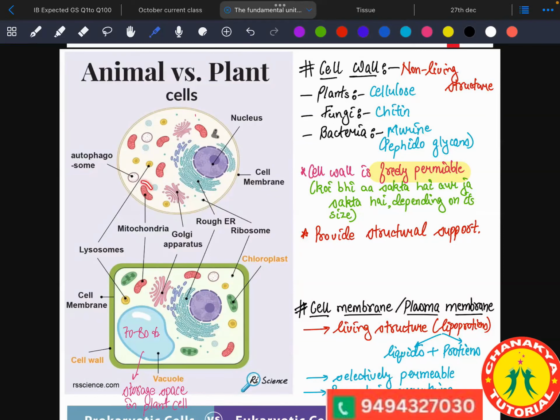In both cells you can see mitochondria. In both cells you can see there are lysosomes. That means the lysosomes are present in every cell. If I take a situation in which there is no lysosome in a cell, can you tell me what will happen there? So it will die. It won't exist.